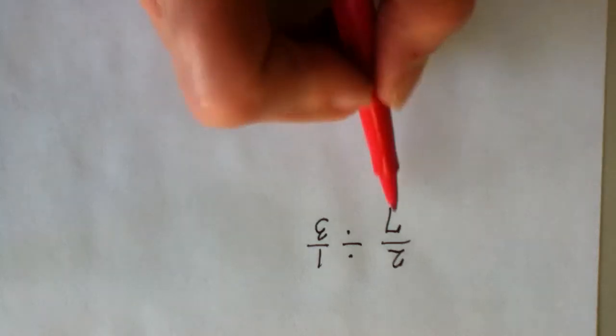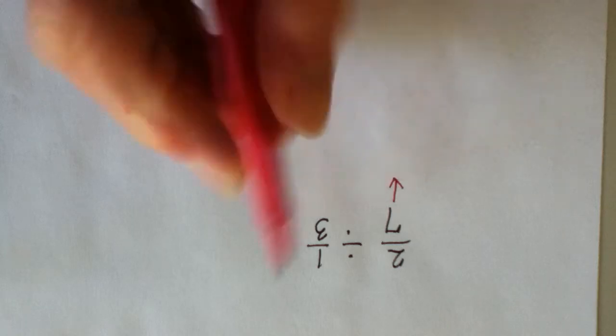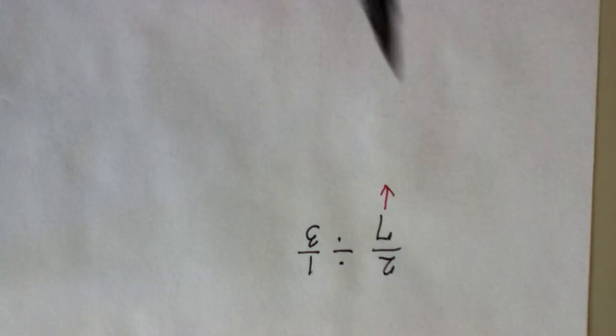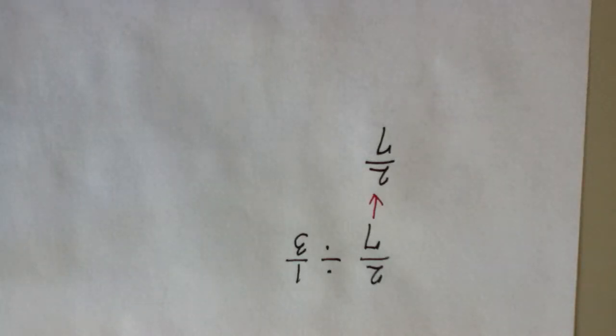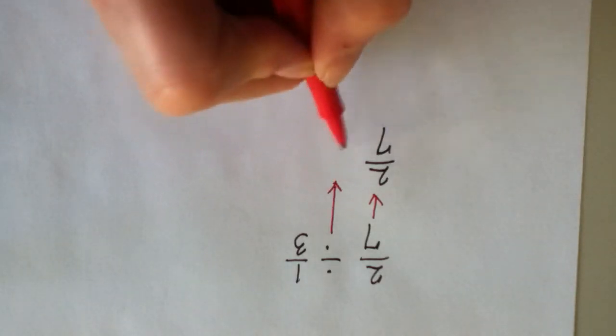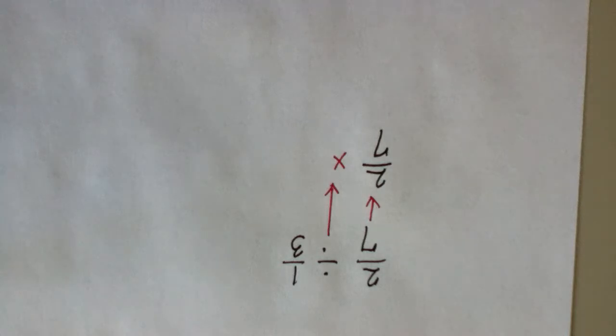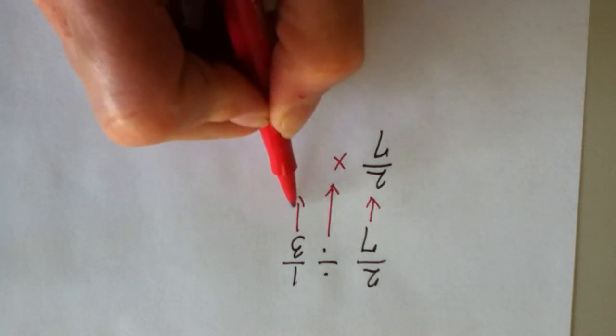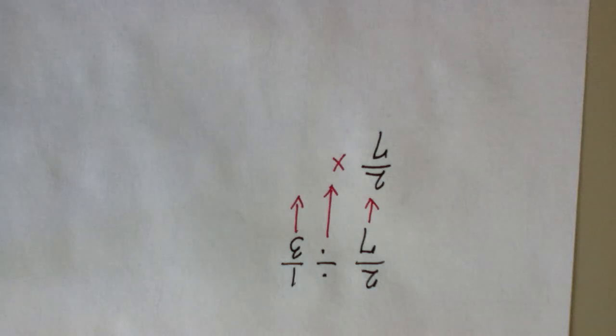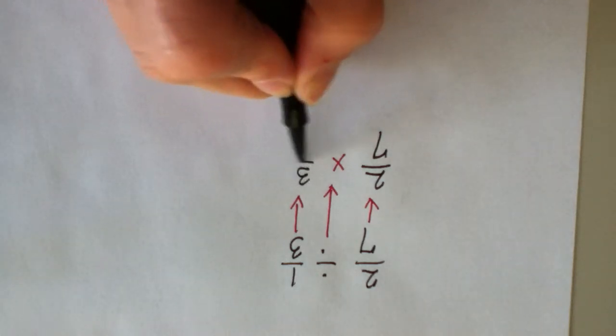Take the first fraction, 2/7. It stays exactly what it was, 2/7. The division sign changes and becomes a multiplication sign. The second fraction, 1/3, we take the reciprocal, or we flip the fraction, and it becomes 3/1.